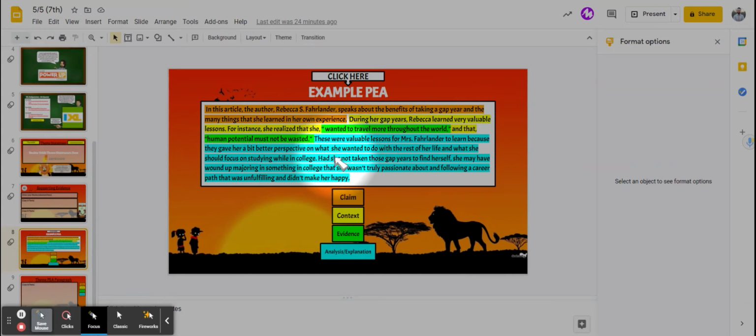Then the last bit is the blue bit, and that's where you explain how all this connects. Why is this important? Why should I care? So this person took the route of explaining why these lessons that she learned were valuable and why these lessons made her feel as if the gap year was a benefit. She says, these were valuable lessons for Miss Farlander to learn because they gave her a bit better perspective on what she wanted to do with the rest of her life and what she should focus on studying while in college. Had she not taken those gap years to find herself, she may have wound up majoring in something in college she wasn't truly passionate about and following a career path that was unfulfilling and didn't make her happy.